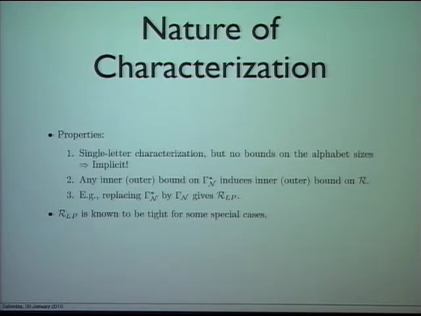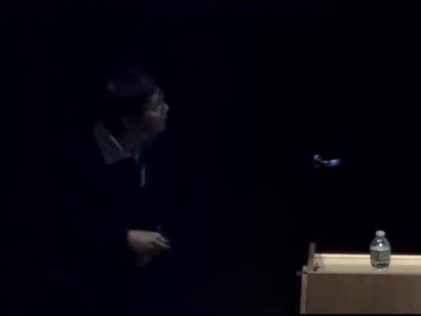Okay. Now, although we don't have bounds on the alphabet size, this characterization is actually quite useful, because if you get a better inner bound or outer bound on gamma n star, then you can immediately have a better inner and outer bound on R. Okay, so if you have a better understanding of the problem of entropy functions, then you get a better bound for this problem. As a matter of fact, these two problems are the same, as I'm going to tell you.